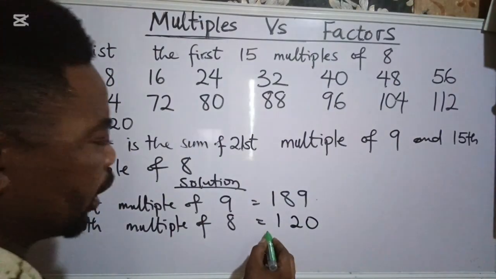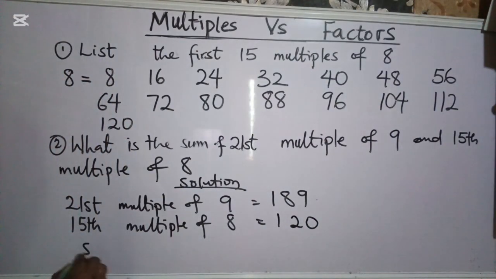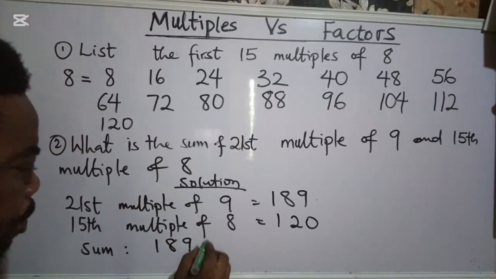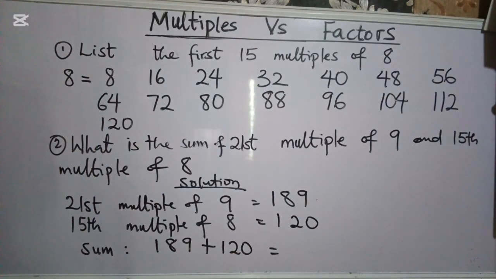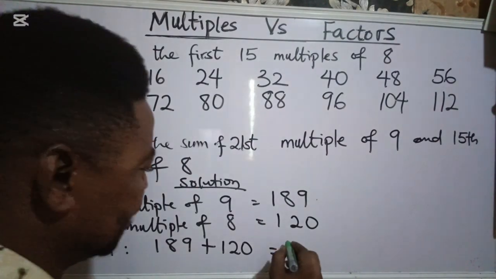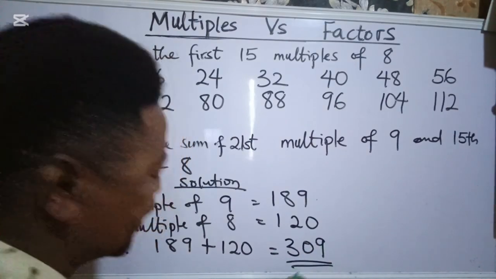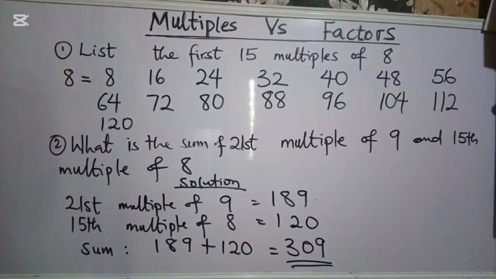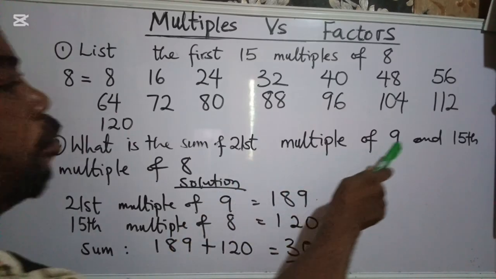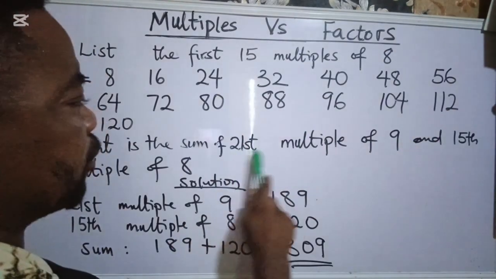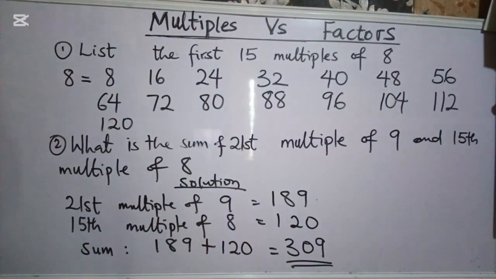They say sum, so you cannot say therefore, or you can say sum: 189 plus 120, and this one is going to give you what? 209. Check if it is correct. I don't think 209 is correct, but my mind is telling me it's 309. You can check it at home if Mr. Ass is wrong. 309 is the sum. 309 is the sum of the 21st multiple of 9 and the 15th multiple of 8. So this is the solution.